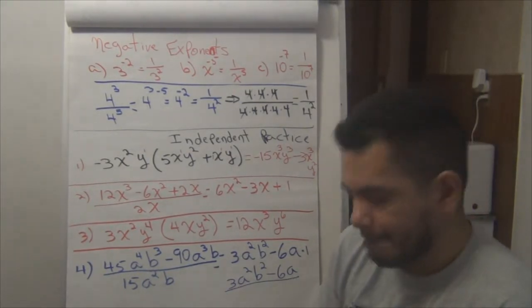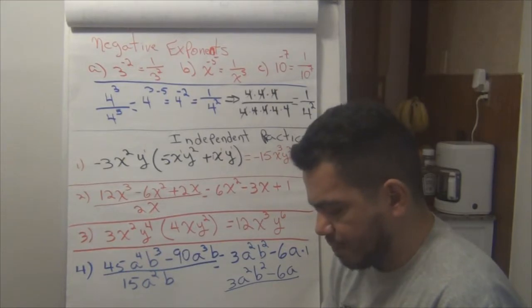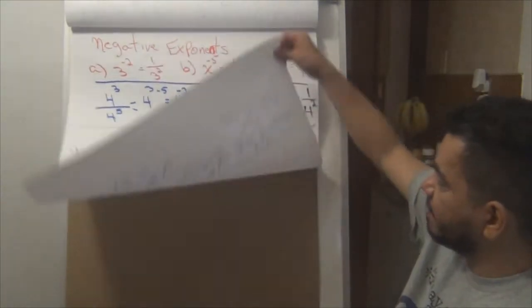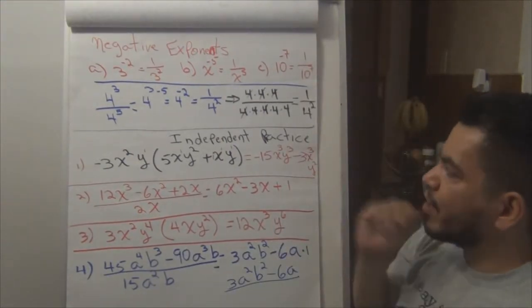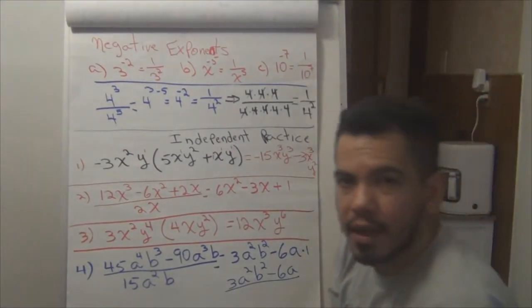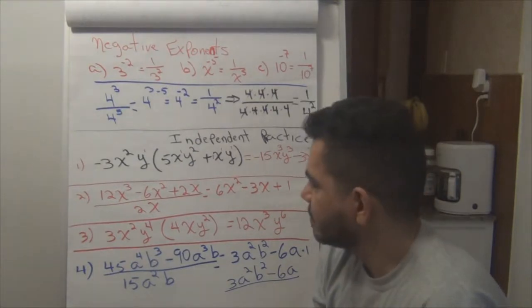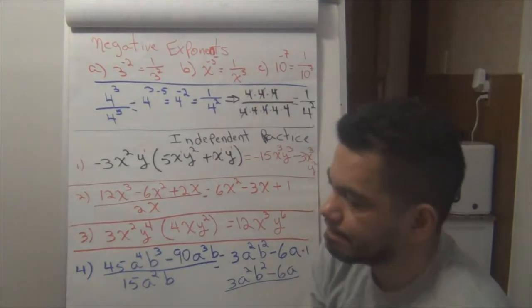Alright, so I'm gonna stop right now because I need more paper, because as you can see, I kind of ran out of paper. And I'm gonna continue with this lesson number 5 later.